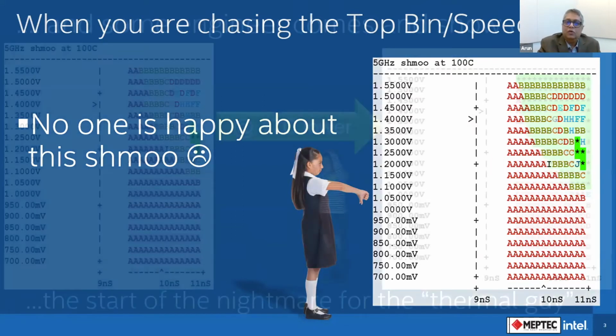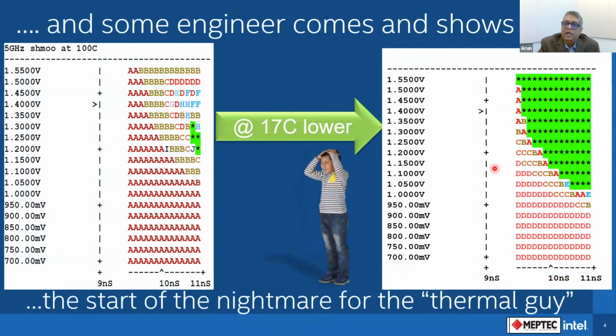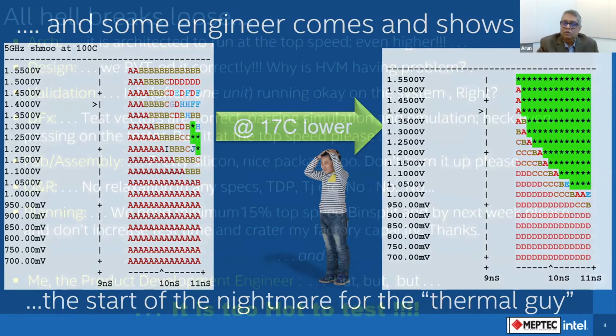But guess what's going to happen? Some engineer is going to come up and show me, hey, Arun, I ran this part 17 degrees lower in temperature and see, it's full of green. That means we have a product. Now that is the nightmare starting for a thermal guy like me: product works, but I cannot test. And guess what? All hell breaks loose.